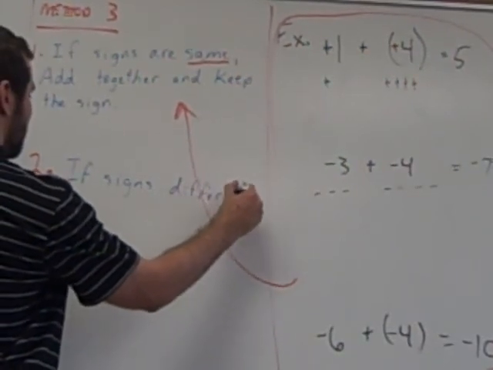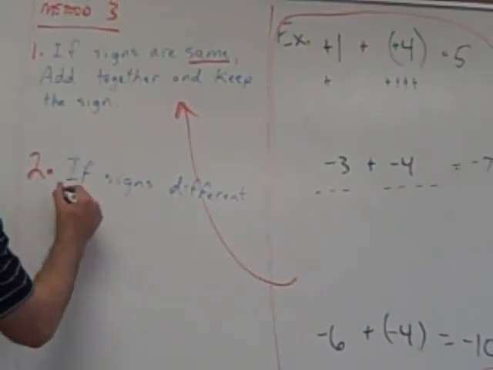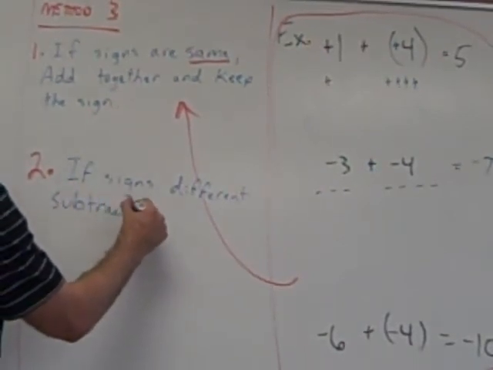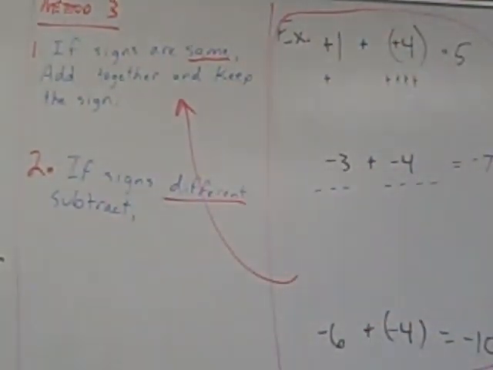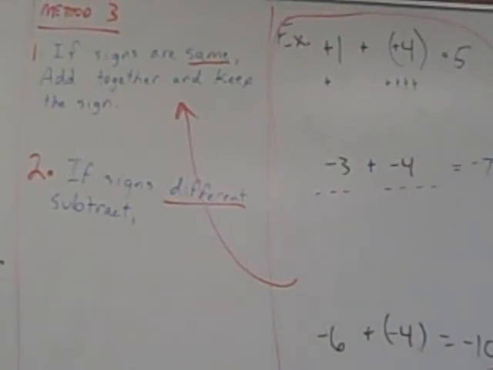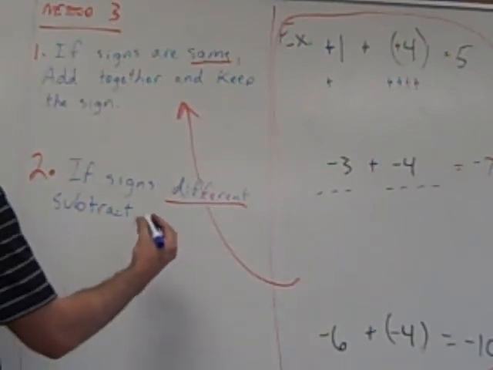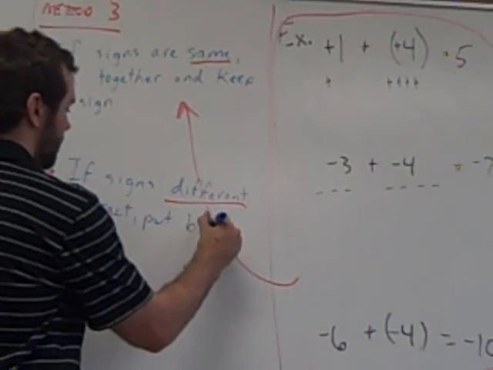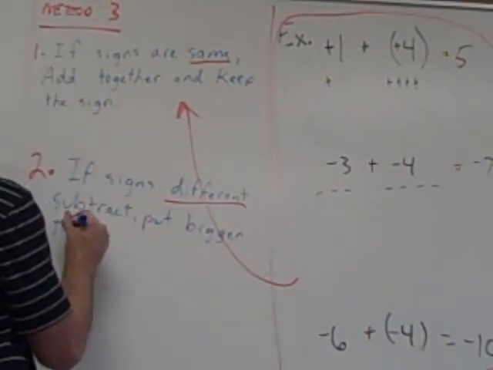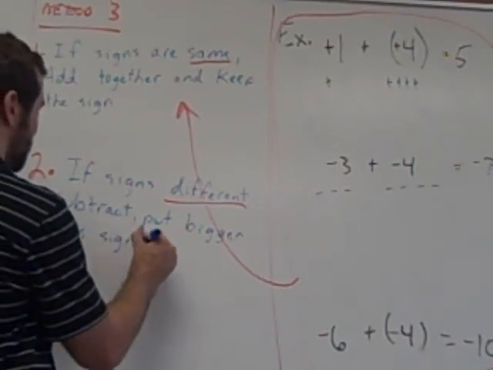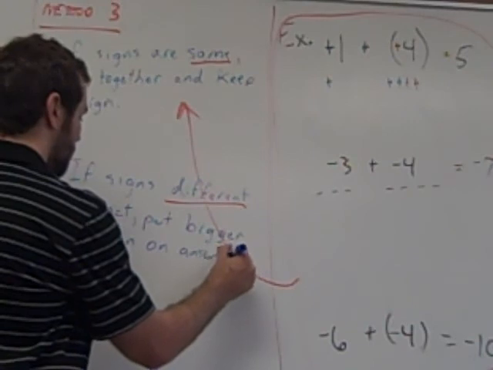We don't want to add extra words in our notes. So if the signs are different, subtract. Key word. And then what? Then you have to determine which is positive. Why was this one a positive answer? Because the bigger number was a positive number. Why was this one negative? Because the bigger number was a negative number. So if the signs are different, subtract, and then put the bigger number's sign on your answer. That's what you do if they're different.